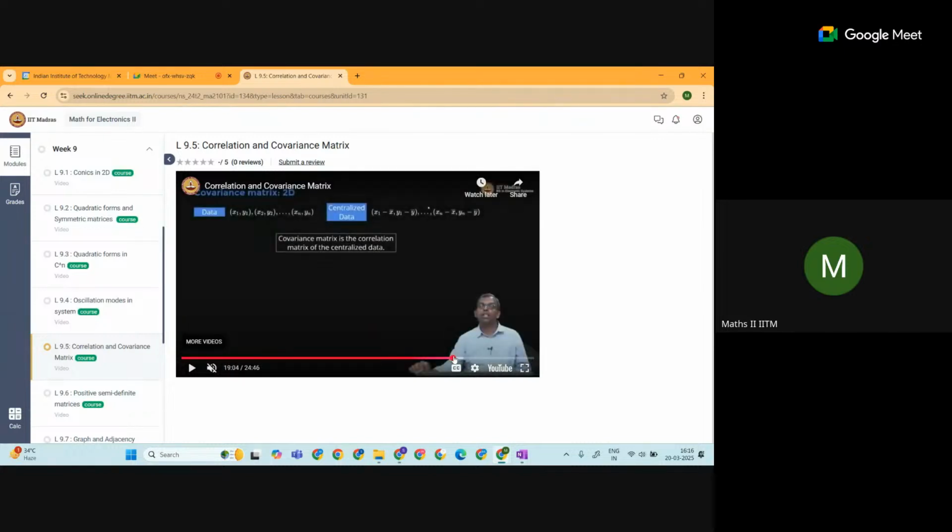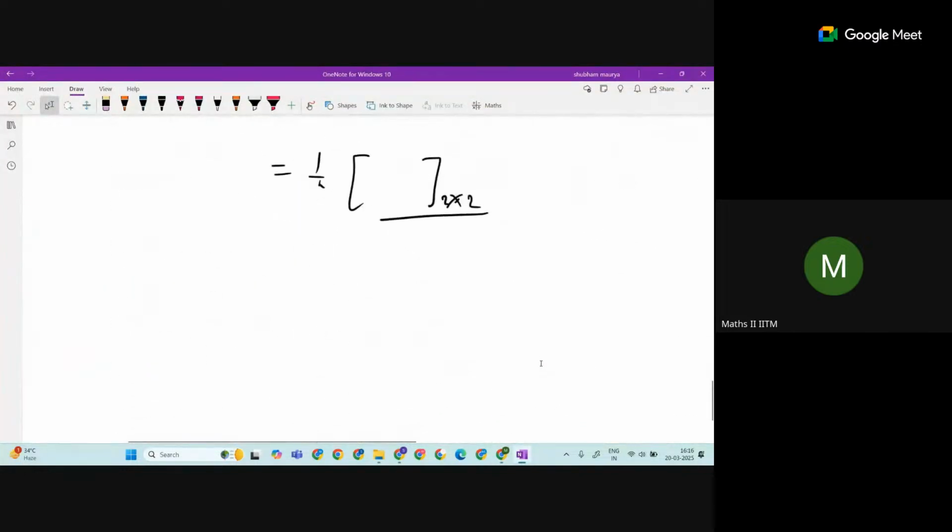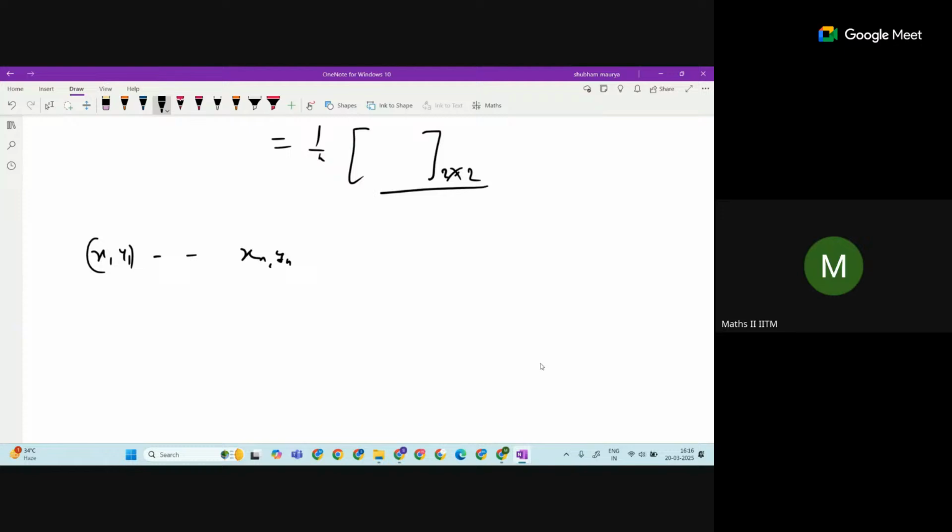The new thing is a covariance matrix. You can either remember it by this formula, or simply suppose you have data (x1, y1) and so on. Find the mean of the x side, which is 1 by n times x1 to xn. For the y side, it is also 1 by n: add them and divide by n. This will be the y mean.